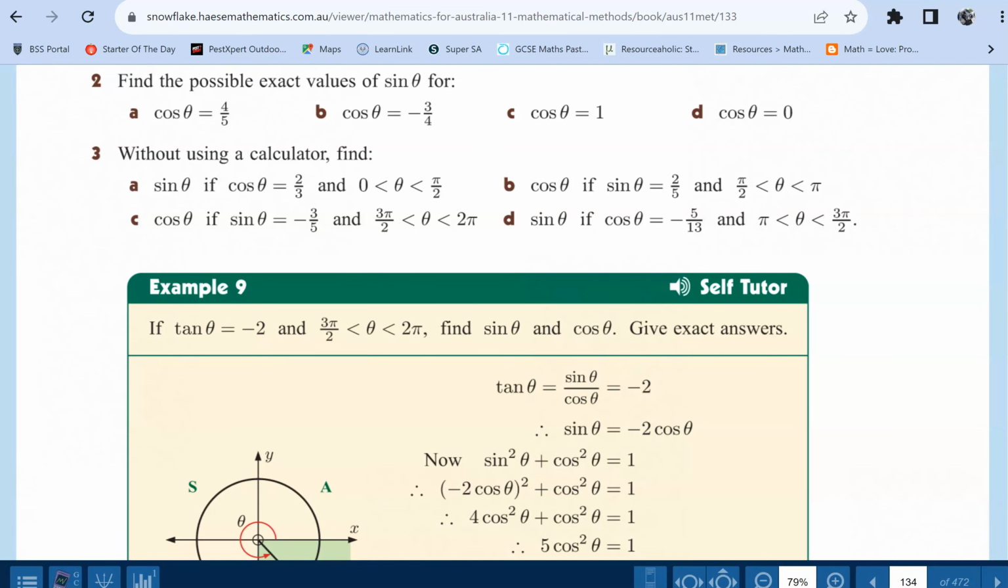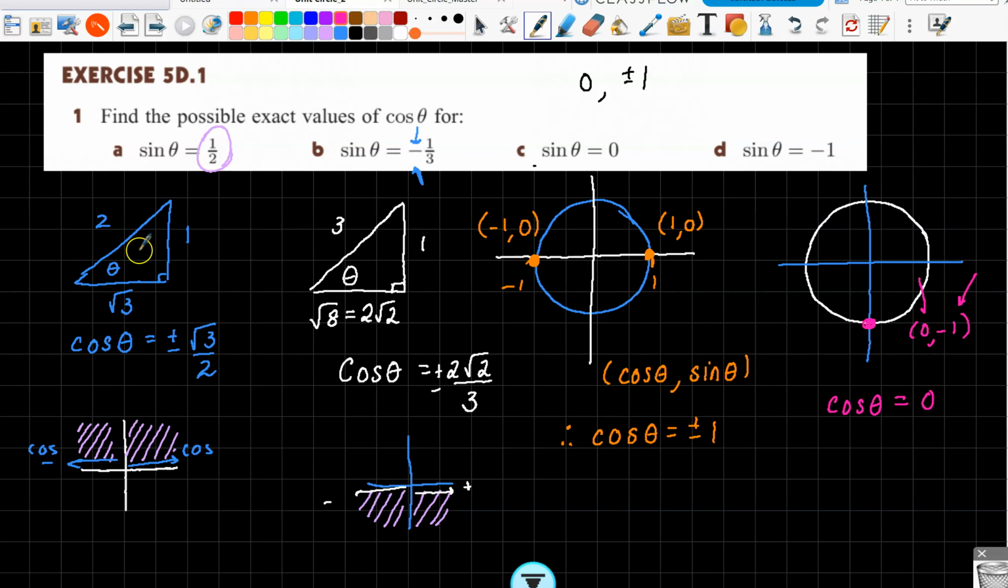So question 2 is pretty much what we just did, but now you're using cos theta instead of sine theta. So when you do your triangle, instead of starting with opposite over hypotenuse, you will start with adjacent over hypotenuse and then use Pythagoras to get the opposite. All right.